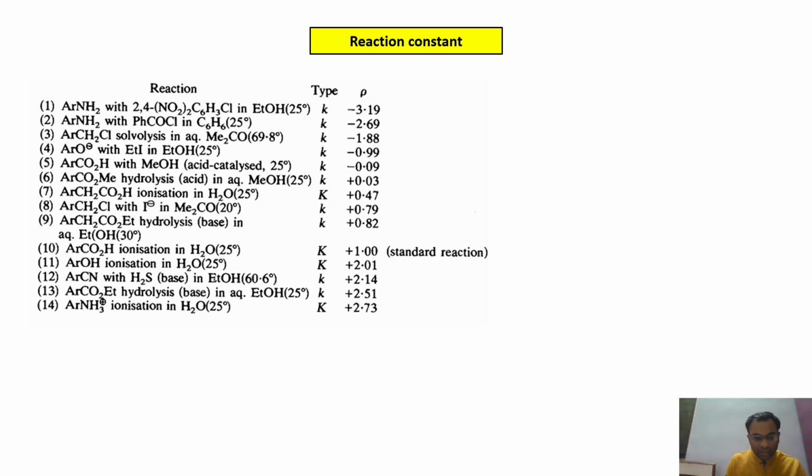Similarly, if we consider any reaction with a positive rho value, here we will consider the ionization of benzoic acid and the ionization of phenol. The rho value of ionization of benzoic acid is 1, and the rho value for the ionization constant of the phenoxide anion is plus 2.01. So I am writing both reactions here.